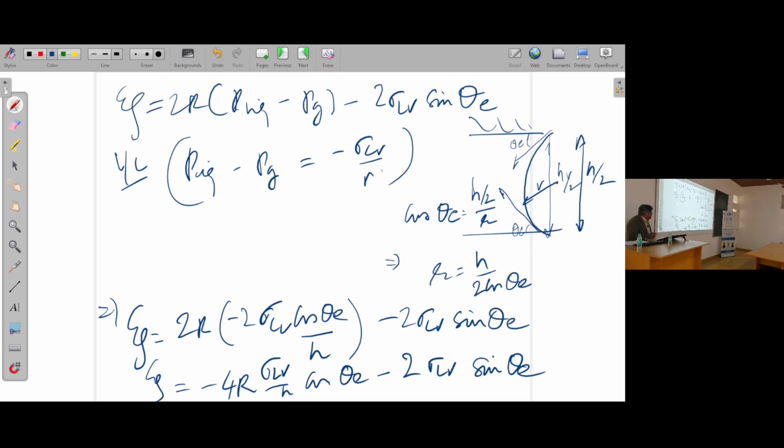Yeah, but you're assuming that this is a circular arc. Yeah, I'm assuming that we are in the center. This is an approximation. And basically, all I'm doing is trying to get the minimum criterion for you to have a stable filament.